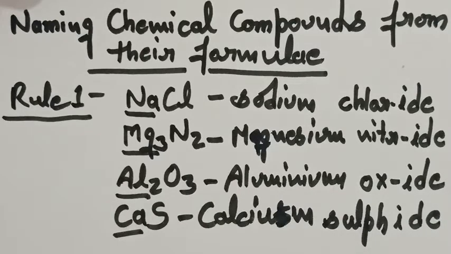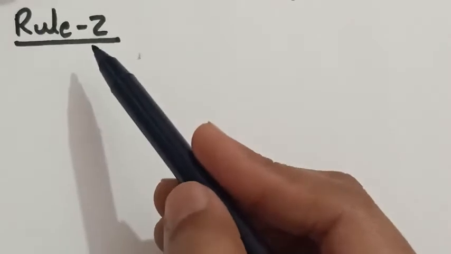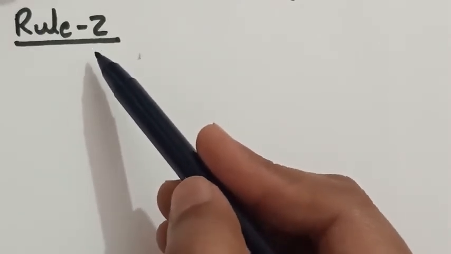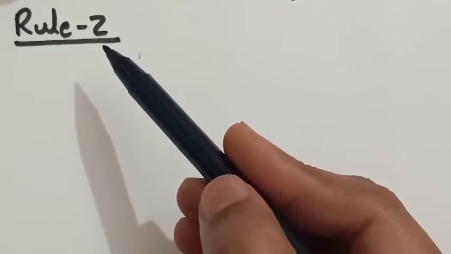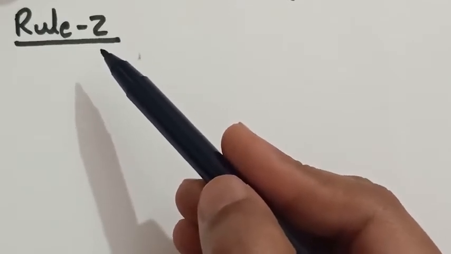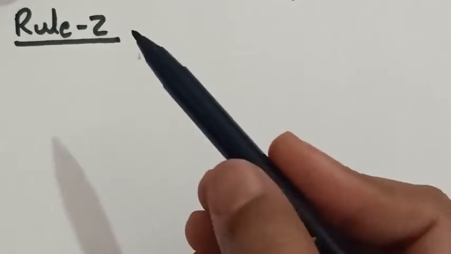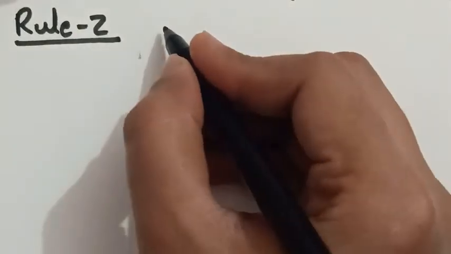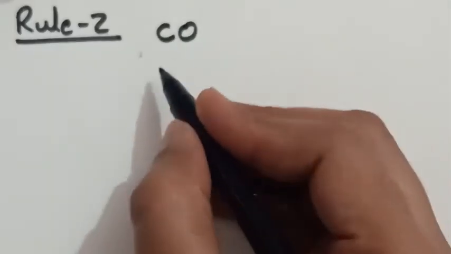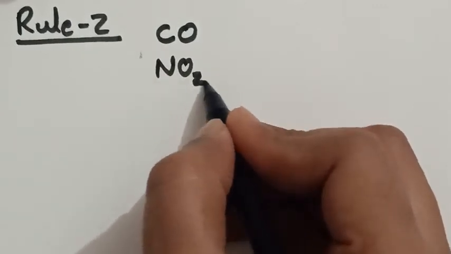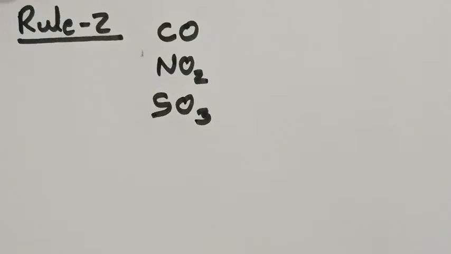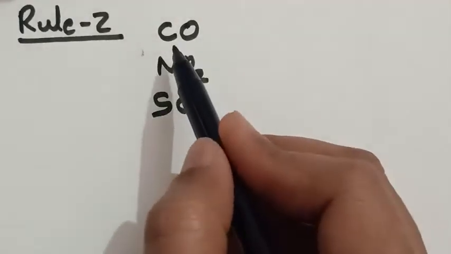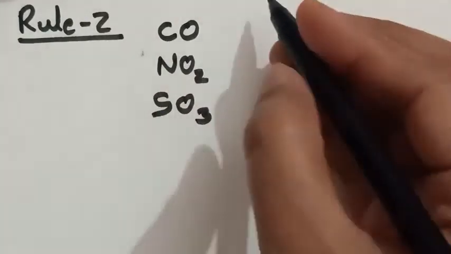Now we move to the next rule. Now student, according to rule number 2, compounds containing two non-metals are named by using Greek prefixes like mono, di, tri and tetra. For example, we have CO, NO2, SO3. So first, as it is, we have to give carbon oxide.